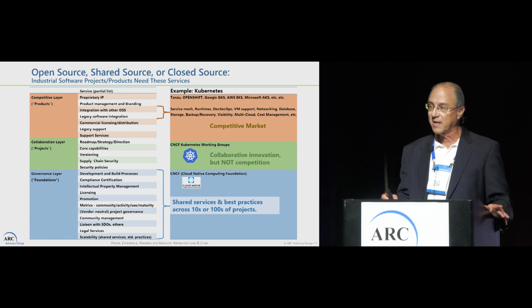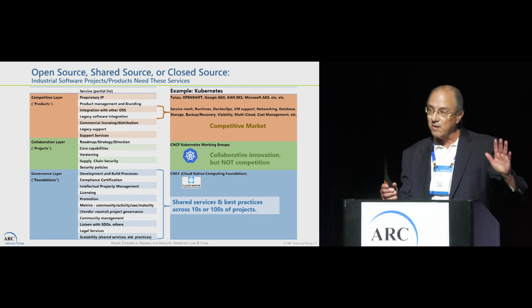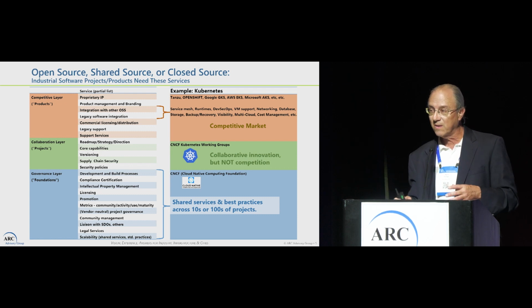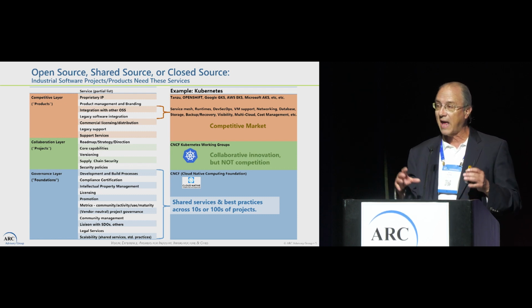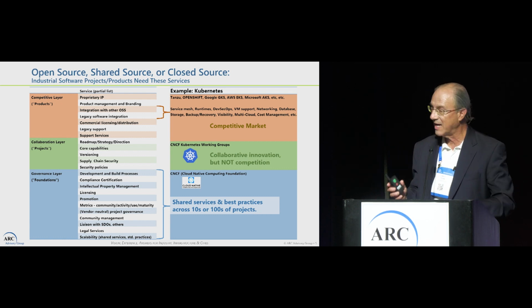So my 2 points again: the landscape is very, very confusing if you're not familiar with it. And second, there are 3 constellations of services that all software is going to need and has, and that is governance, collaboration, and commercialization. Okay, that's my pitch.